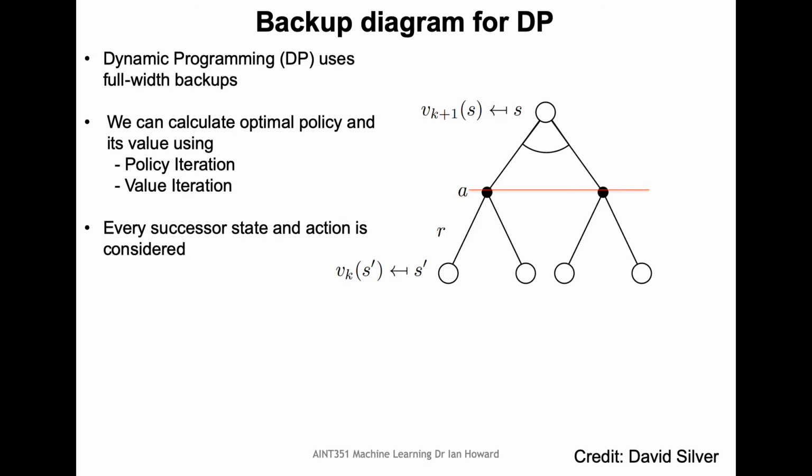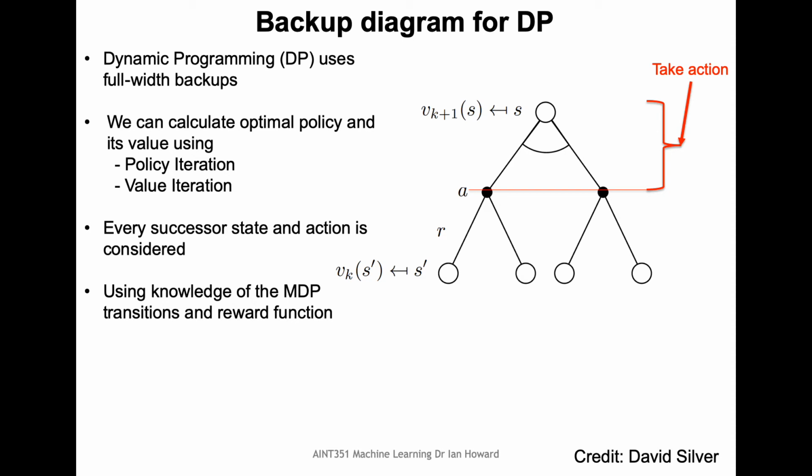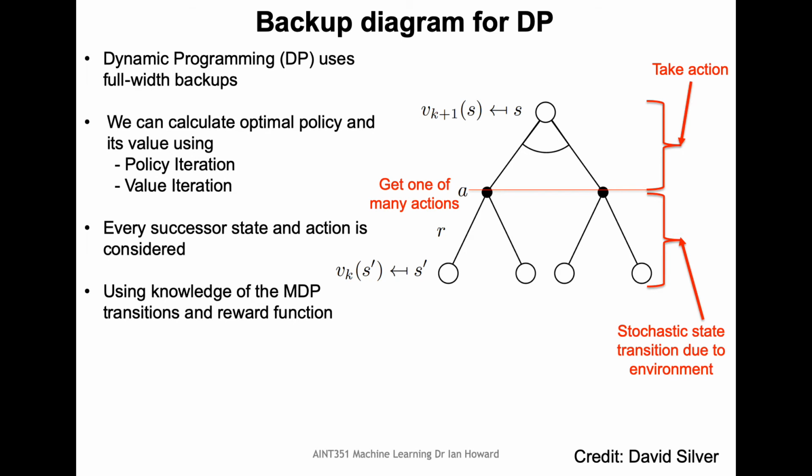Like I said, it's a full backup, which means it considers every successor state from a given state and every action from that state. And to do so, it needs knowledge of the Markov decision process. It needs to know the transition function and the reward function in order to adopt this approach. So it takes an action to find out where we're going to hopefully end up, using the stochastic state transition probability, which leads to how we get into one of many future states from that point.